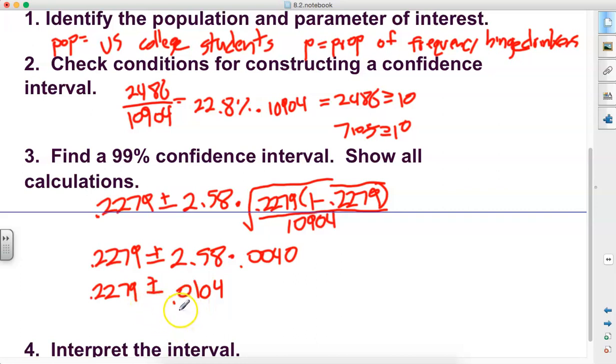All right, so now we've got our estimate, plus or minus, and this is our margin of error. This is how much we would be off with a 99% confidence interval. So our actual interval are the two numbers that we think we're between. So we're going to add this to 0.2279. And when you add it, you get 0.2383.